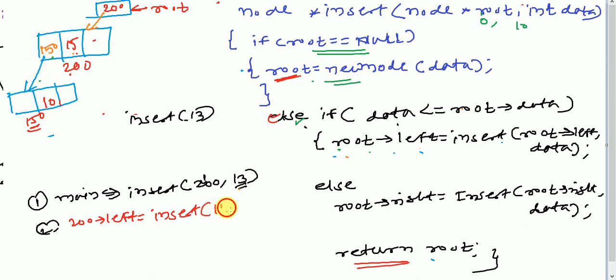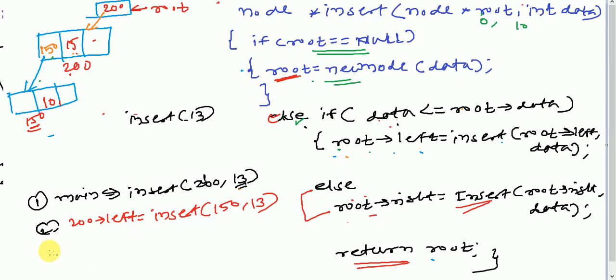So insert 150, 13. Again we come into the insert function, where root is now 150 and data is 13. Again it will compare data with 150 arrow data. So data is 13, 150 arrow data is 10. So 13 is not smaller than 10. Then it will come to this particular else. Here this is greater, so by default we go into else, and this will give a call to another insert function over here, a recursive call.